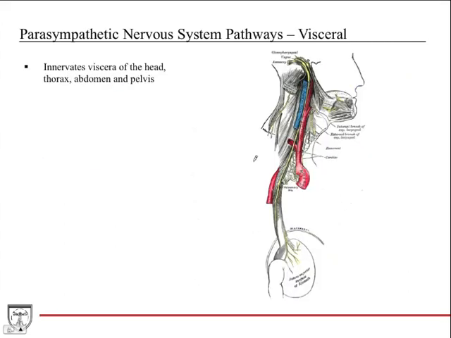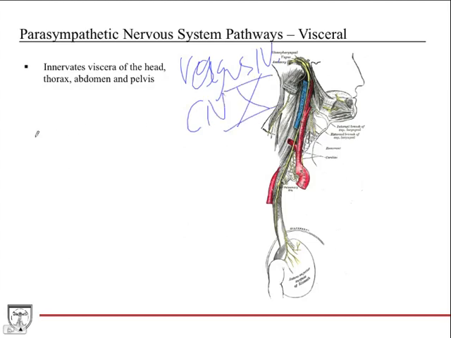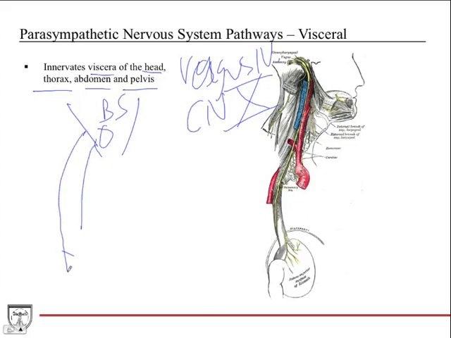Then you have the visceral innervation, and the main player here is the vagus nerve, cranial nerve 10. It is responsible for innervating viscera of the head, thorax, abdomen, and pelvis. It's a very long nerve, as you can see in the diagram here. It goes all the way down through the neck, through the thorax, through the abdomen, into the pelvis. One thing to note here is we'll draw a diagram. So this is the brainstem. Then we'll draw the cell body in, and the vagus nerve comes right off of the brainstem. So it's coming off here.